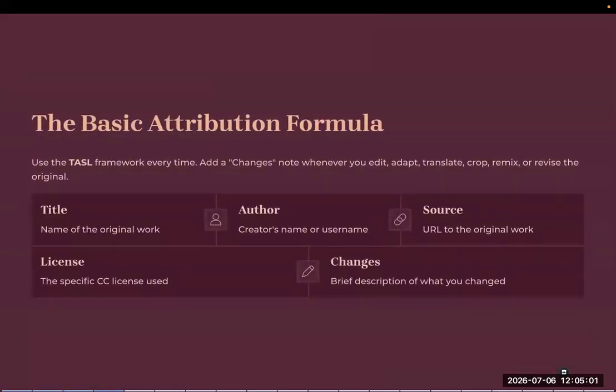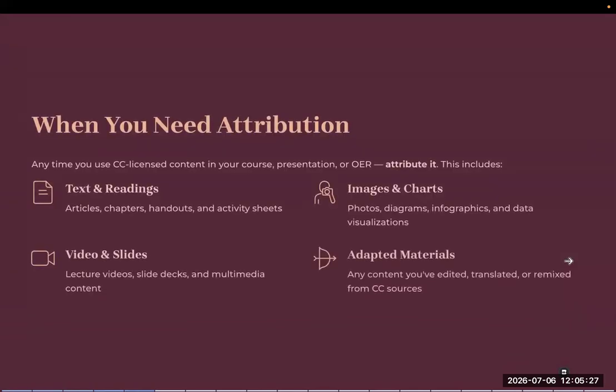The best attribution formula is TASL, T-A-S-L: title, author, source, and license. And then a brief description is ideal. Sometimes I see that, sometimes I don't, it just depends. But basically, make sure that you have the name of the original work, the author's name, the link to the original source, so someone could go and actually see the original, and then the license that is used on that original work. And if you made changes, say so. That's essential. That's what you need in your attribution.